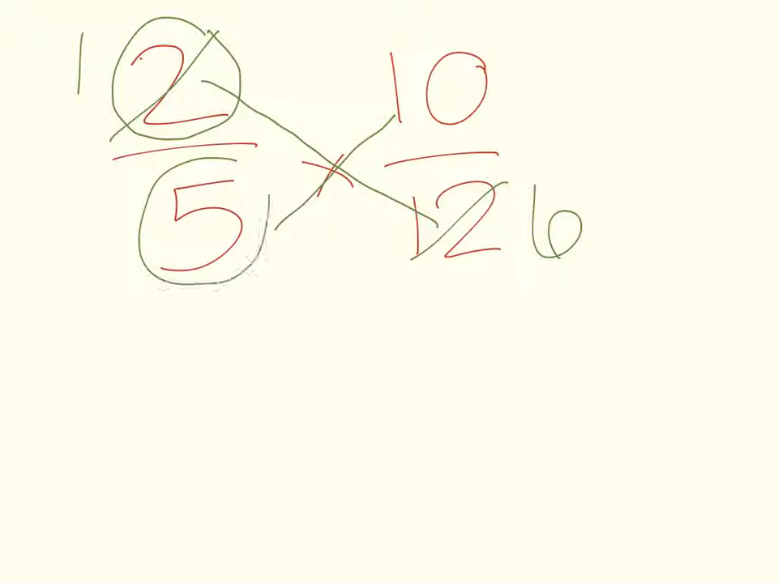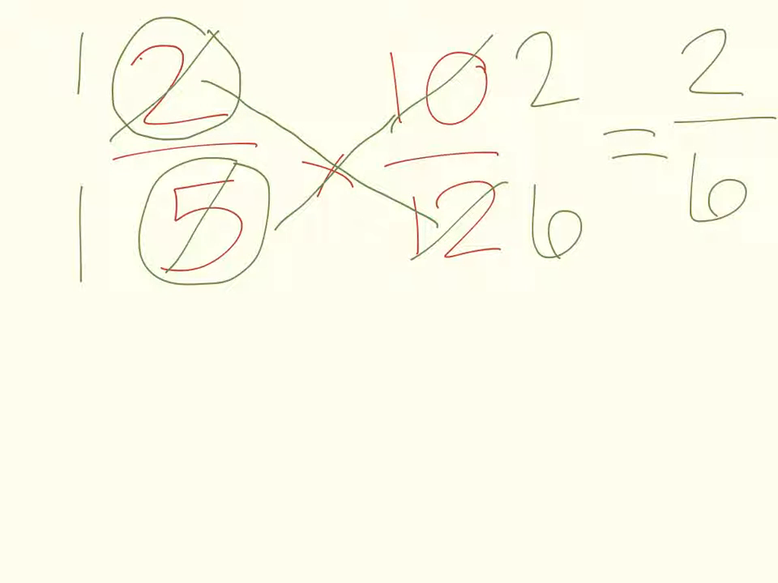Again, I'm going to look at my smaller factor 5 and ask myself if I can divide 10 by 5, and the answer is yes. So if I divide 5 by 5, I would get 1, and when I divide 10 by 5, I would get 2. Now all I have to do is multiply 1 times 2 and 1 times 6.